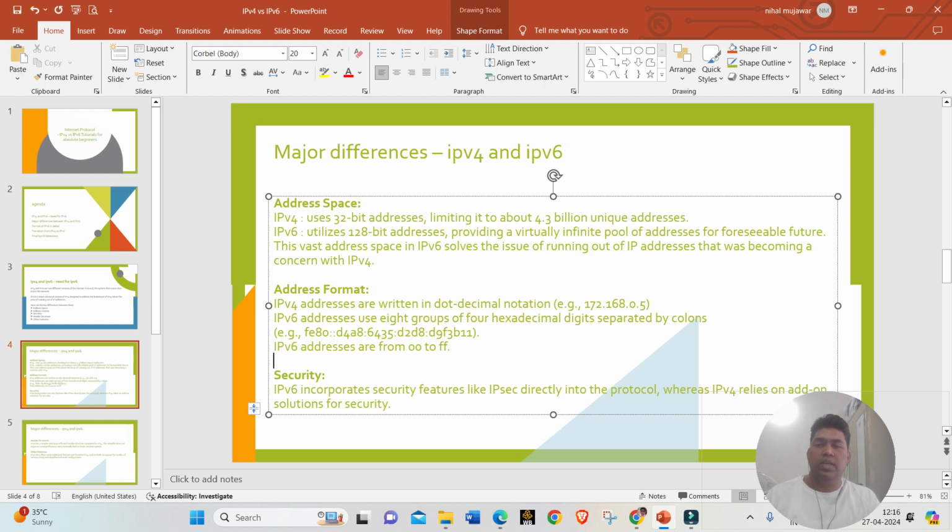So basically, V4 is in dot decimal notation. However, V6 is in hexadecimal digits, and it is 128 bits long. Now, in terms of security, again, version 6, that is IPv6, has the upper hand. IPv6 incorporates security features like IP security, IPsec, directly into the protocol, whereas with V4, the existing one, we need to rely on add-on solutions for security. So that is another difference between both.